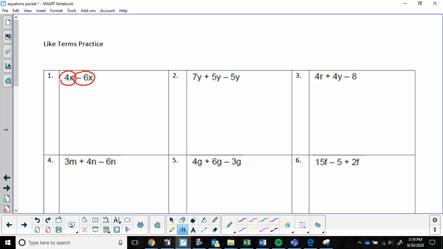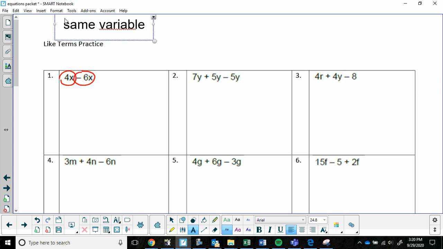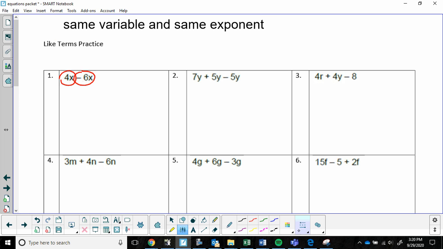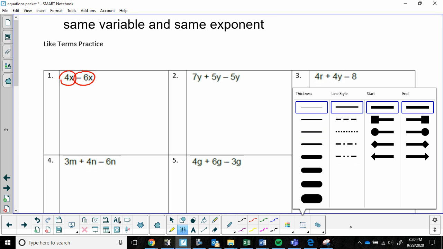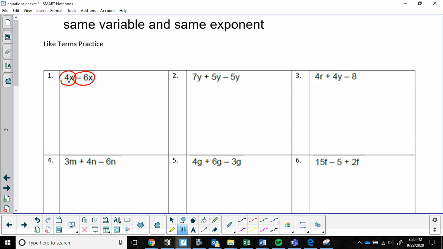6x and 4x are like terms. Don't forget the rule. Like terms have the same variable and same exponent. If they don't have both, then they're not like terms. So, number 1, there are 2 terms, they're both alike, so that means we can combine them.